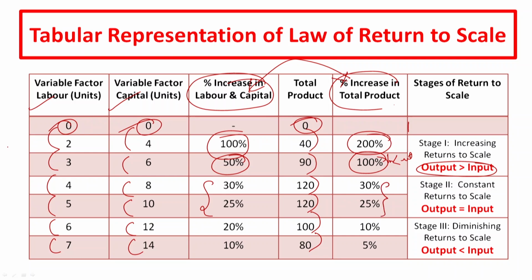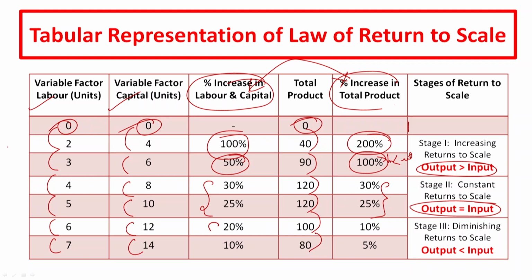Again, the second stage is the constant return to scale. That means you are having 30% of labor and capital, giving you only 30% of output. Again 25% of labor and capital, giving you 25% of output. That means your input and output vary in exactly the same proportion. That means your output is equal to your input. That means constant return to scale and constant cost of producing the commodities. Why? Because your economies are equal to your diseconomies.